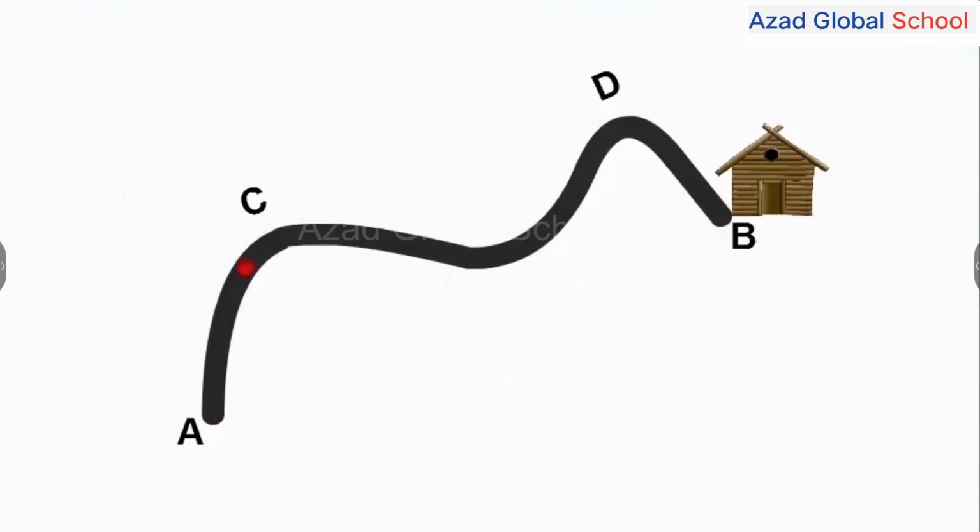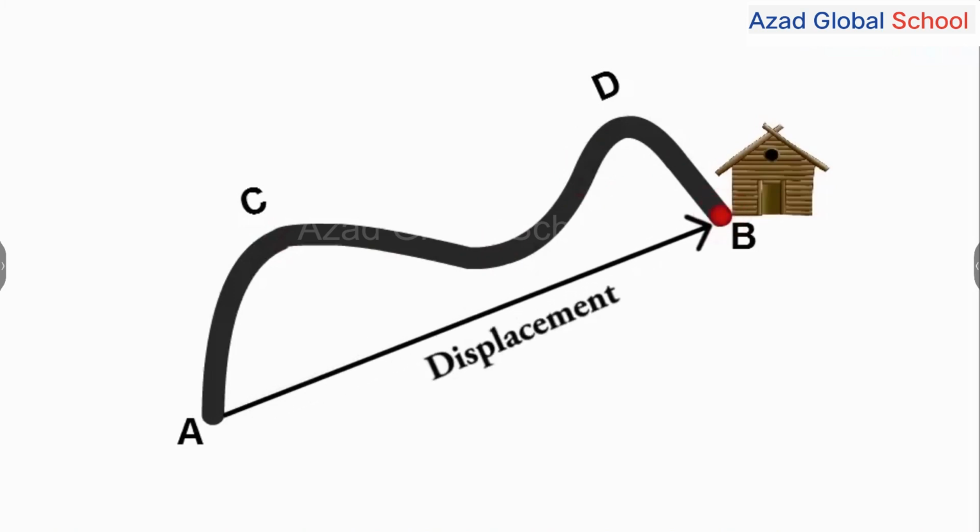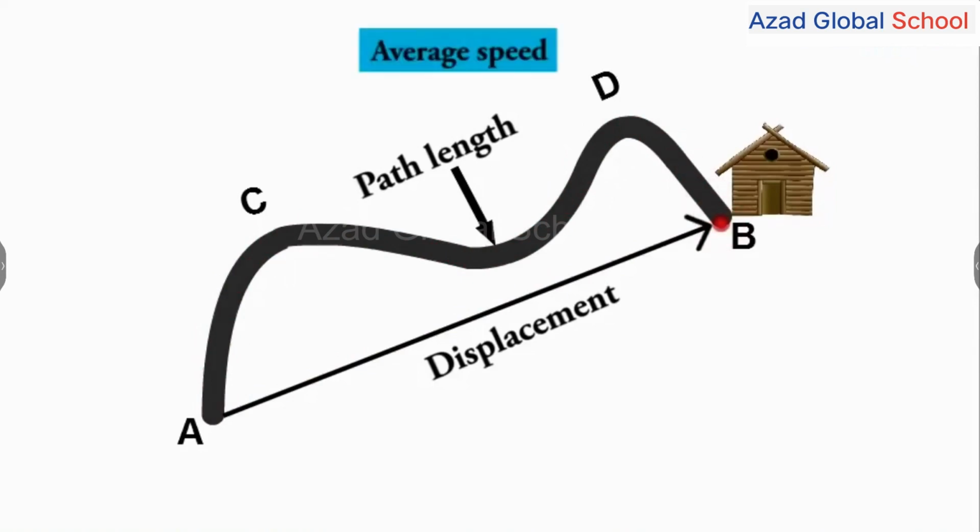Average velocity, as defined earlier, involves only the displacement of the object. But the magnitude of displacement may be different from the actual path length. To describe the rate of motion over the actual path, we introduce another quantity called average speed.